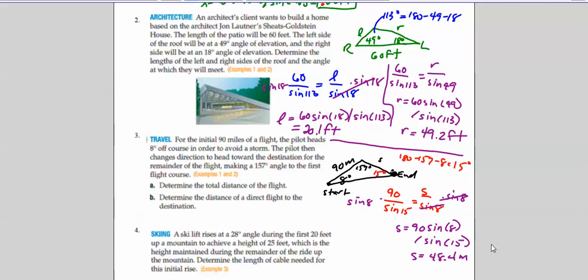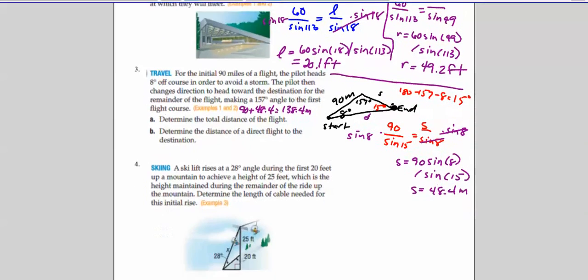And miles is our unit. But we want to know the total distance of the flight. So the total distance of the flight would be the 90 that we did already plus the 48.4. So 90 plus 48.4 equals 138.4 miles for our total distance. Now we want to find the distance of the direct flight.